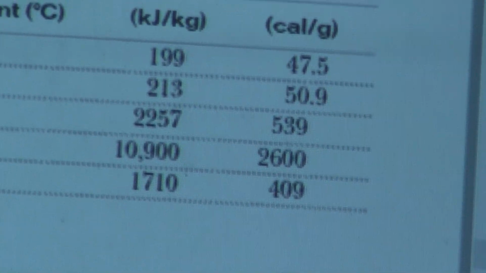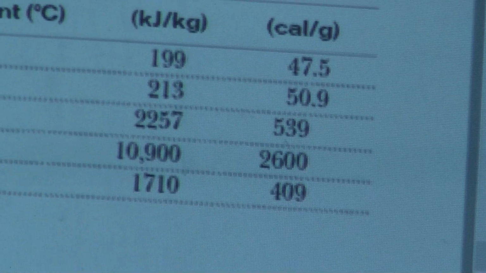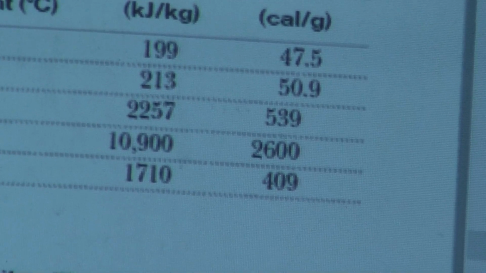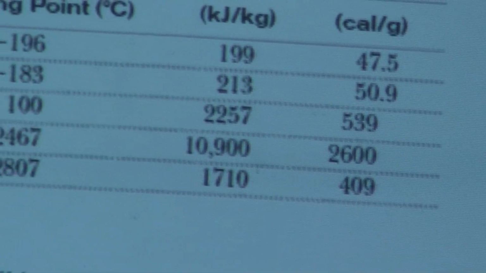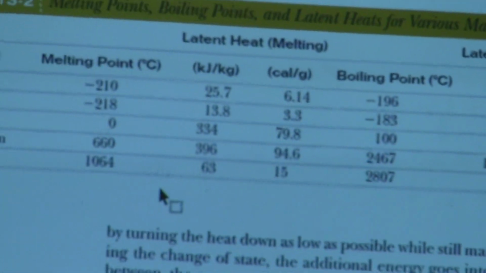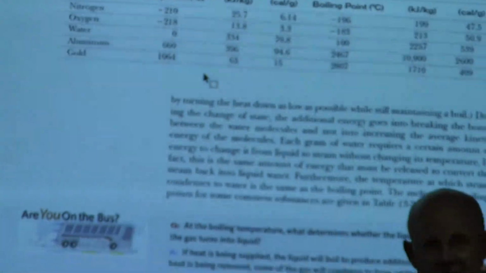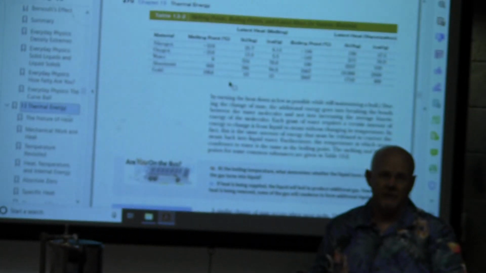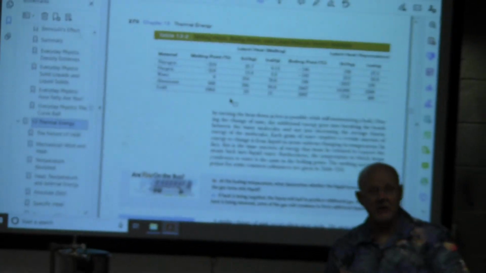And so here's the latent heat of vaporization. So again, if I'm doing a problem, I need to know what the boiling point is of my material, in this case water, so that if I go above 100 degrees, I know that I have to include the energy of the latent heat of vaporization to calculate the energy.